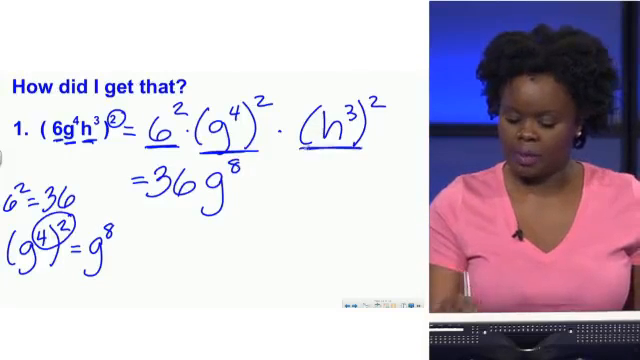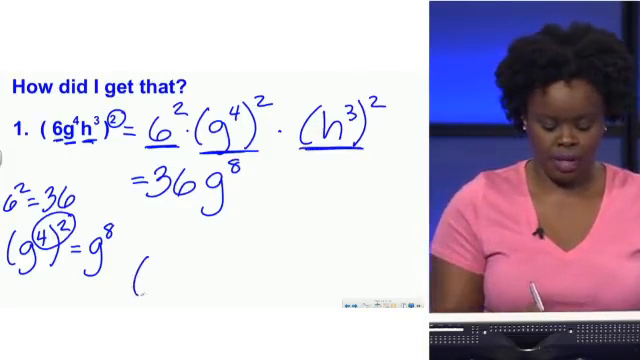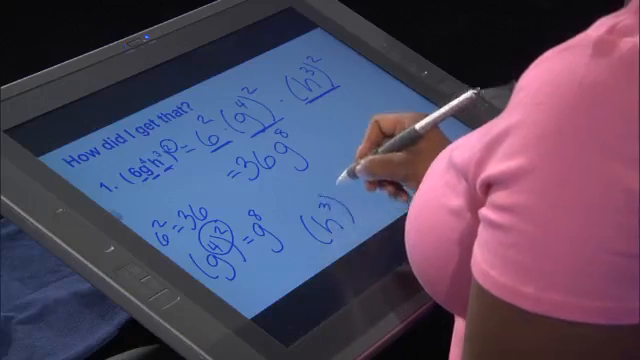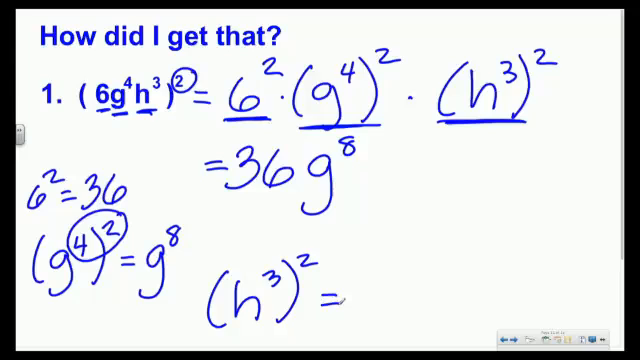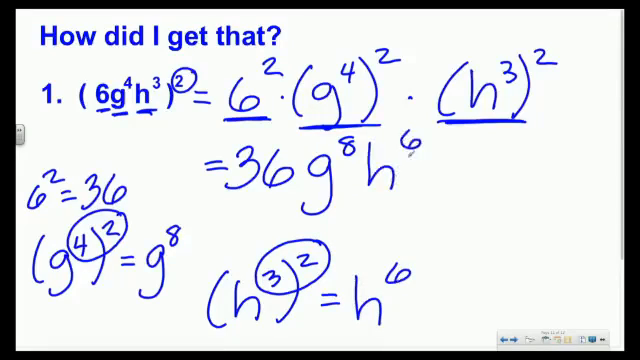And then our last bit, that h cubed raised to the 2nd power. So same thing, apply your rule about raising a power to a power, multiply your exponents together. 3 times 2, that's 6. So h to the 6th for the last bit. Okay, that is how I got that first one. All right, if you need to see the second one, stay with me.